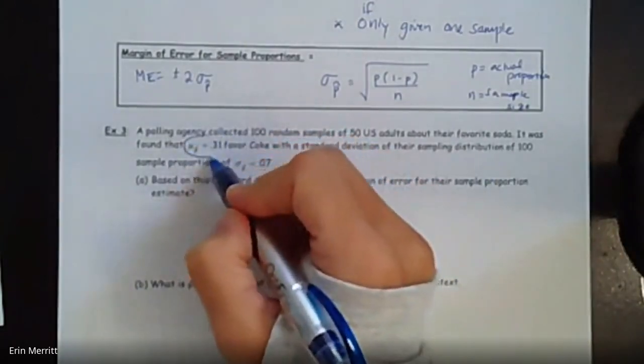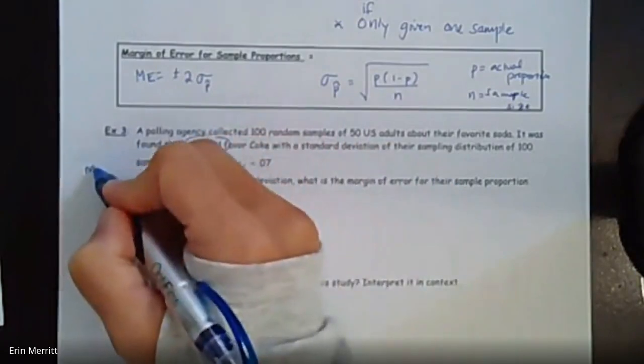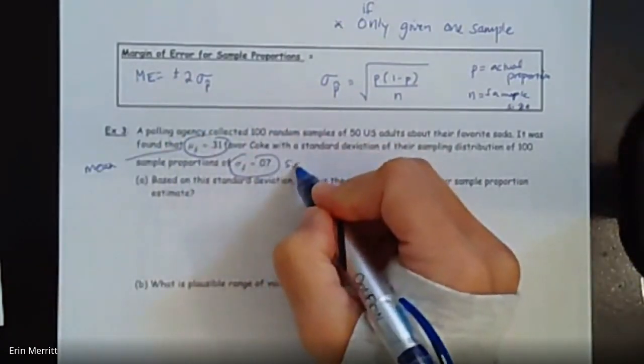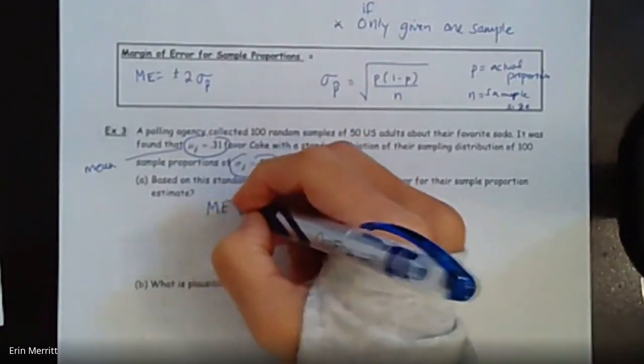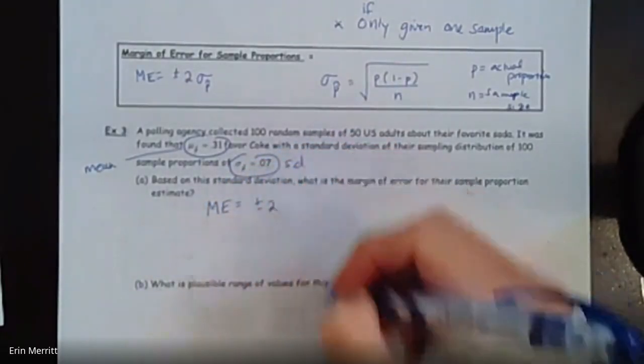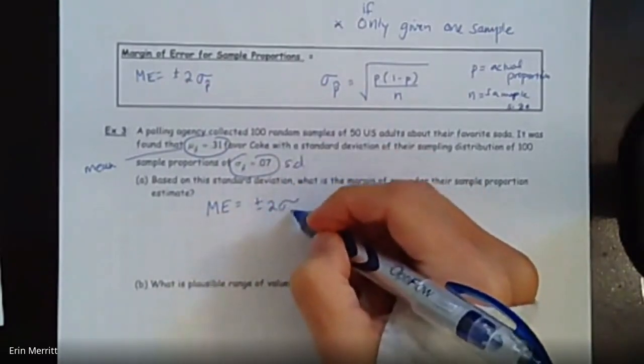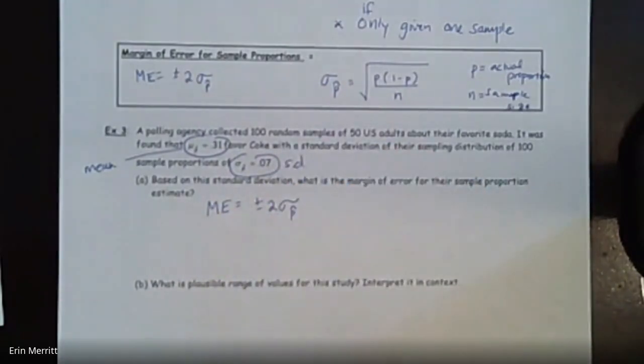Okay, so this is your mean. Remember that mu means mean. All right, and then here's your standard deviation. All right, so it says based on the standard deviation, what is the margin of error for their sample proportion estimate? Okay, don't overthink it. Margin of error plus or minus 2 times the standard deviation. If you want to put the little p hat guy in there, awesome.